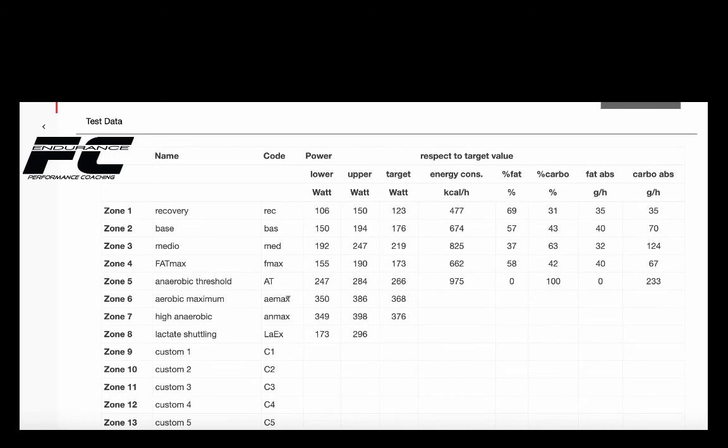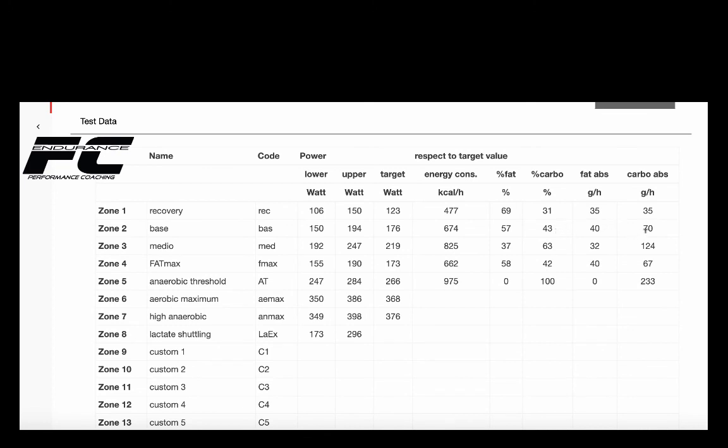Oh, one other thing that I didn't mention is, this also gives you an energy requirement at these various intensities. So for example, let's say you did a 4-hour ride at 170 watts. Okay, that would take you about 670 kilocalories per hour. So 57% of that would be coming from fat. You don't need to worry about supplementing that, but 43% would be coming from carbohydrates. As far as absolute grams, you're looking at 70 grams of carbohydrates per hour.